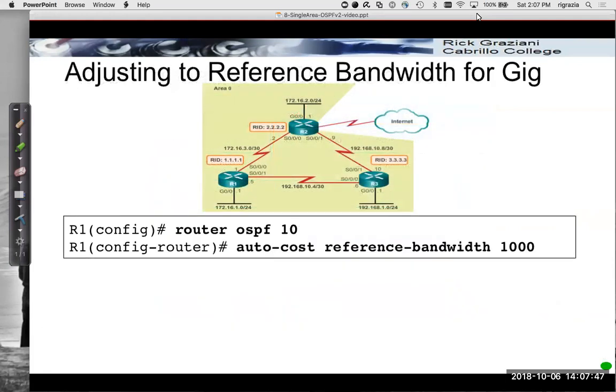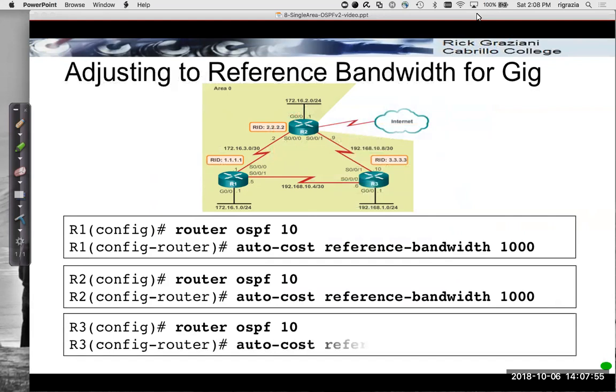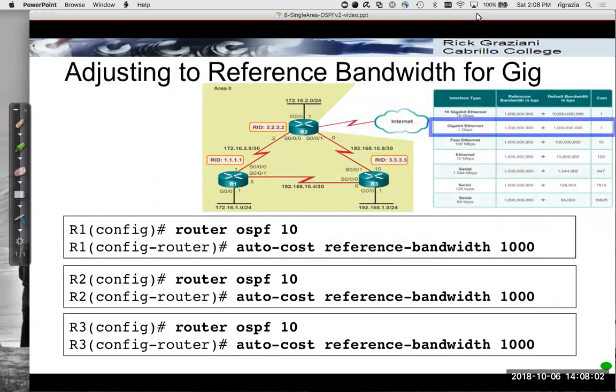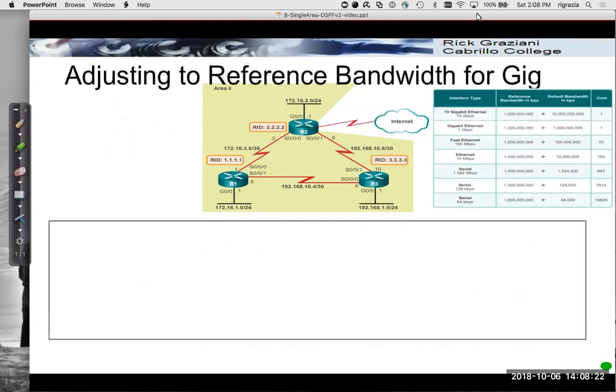Okay, so if I use the auto-cost reference-bandwidth 1,000 megabits per second, instead of 10,000, let's see what we do. I'm going to do that on all 3 routers here. That's because I don't have any 10 gig interfaces. I just have a 1 gig interface. So our cost for our gig interfaces will be 1. Serial interface for our default T1, 1.544 megabits, that gets a cost of 647. All right, let's take a look.